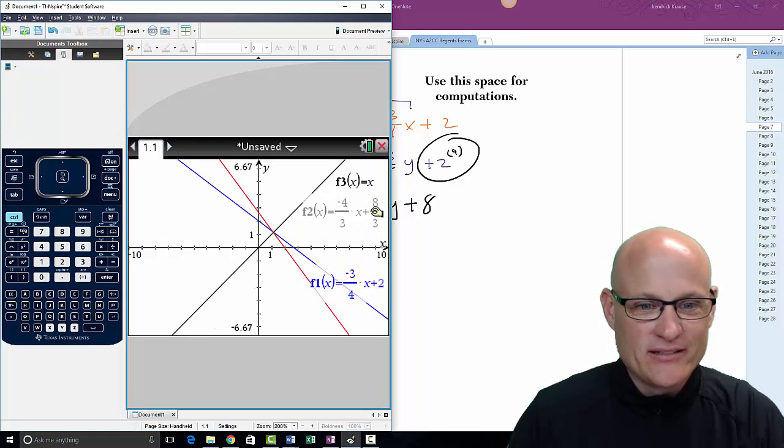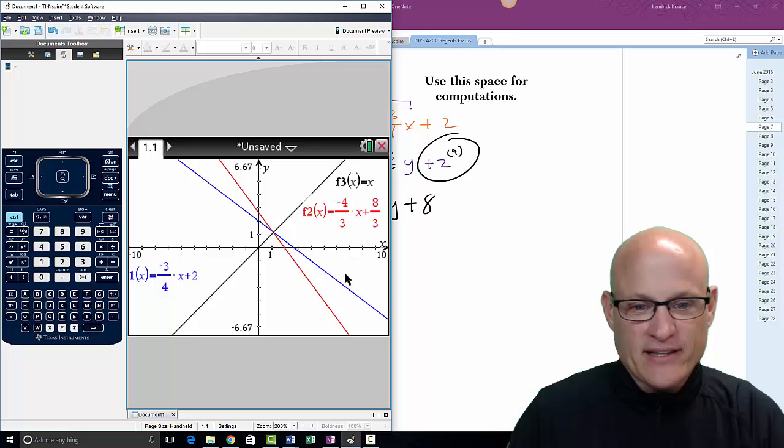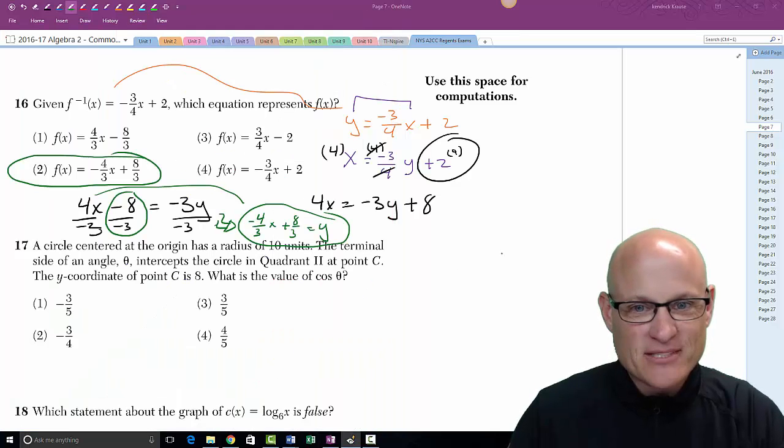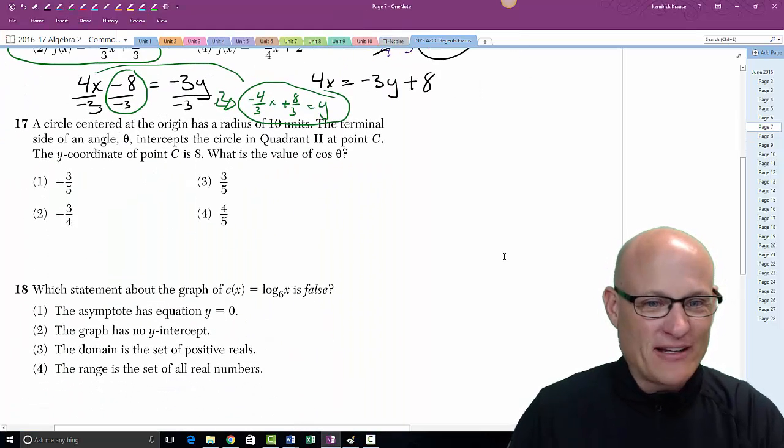Okay, this one's kind of tricky, you know. If you reflect this blue part here over this line, doesn't it give you this part over here? And if you reflect this blue part here over that line, it does. That's kind of a tricky one to do graphically, I get it.